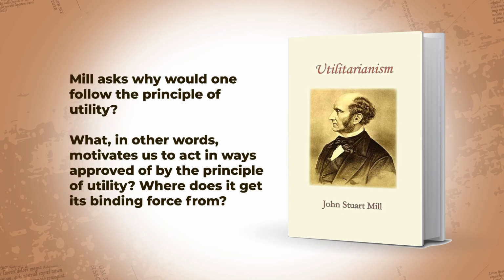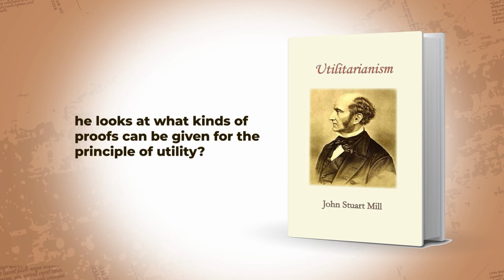In the third chapter, Mill asks, why would one follow the principle of utility? What, in other words, would motivate any one of us to act in ways approved of by the principle of utility? Where does it get its binding force from? In chapter 4, he looks at what kinds of proofs can be given for the principle of utility. No doubt, the kind of proofs that can be given are not of the same kind as the ones that are given for any scientific experiment.